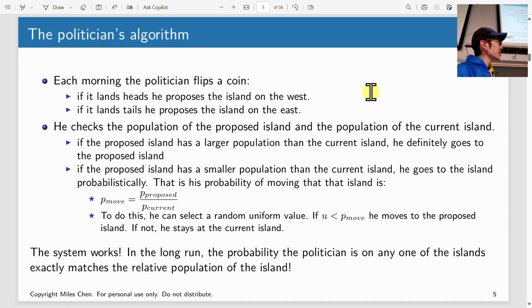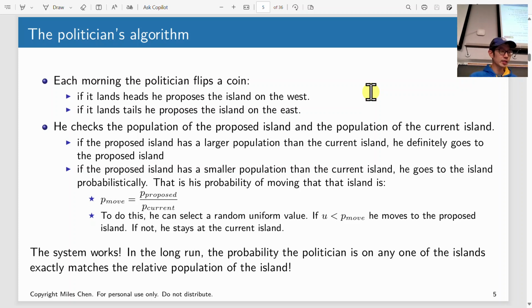All right, so this is the algorithm. This is how he's going to make his choices. And this reflects kind of how the Metropolis algorithm is going to work, okay? Each morning, the politician flips a coin, kind of proposes an island. And he flips a coin, and if he gets heads, he's going to say, I'm going to move to the island to the west, right? If he gets tails, he'll propose the island to the right, or the east, okay? So just kind of propose a nearby value.